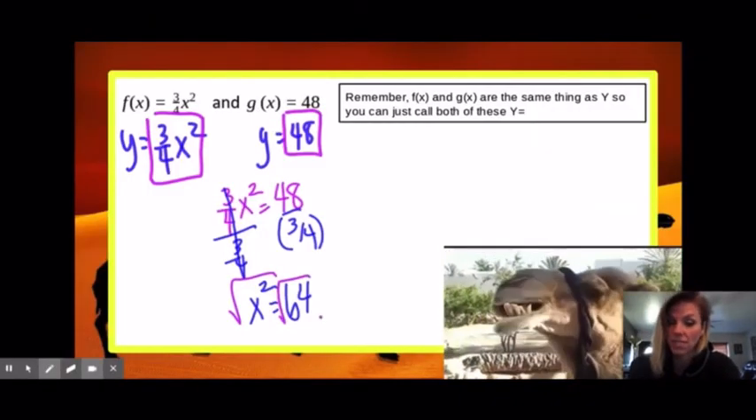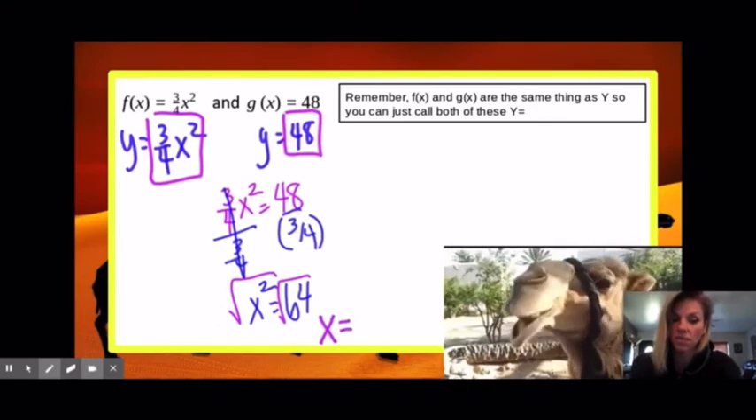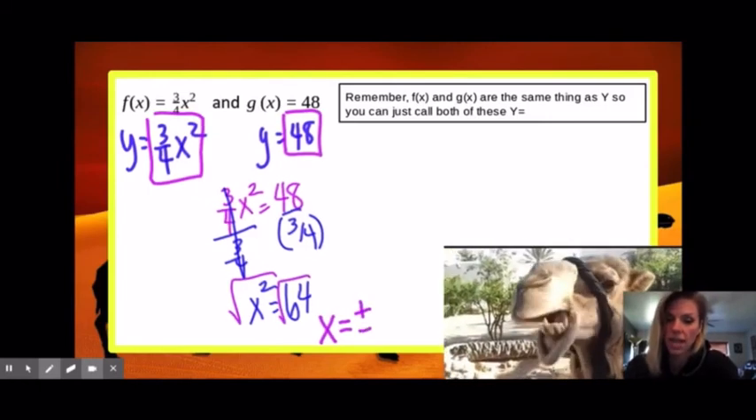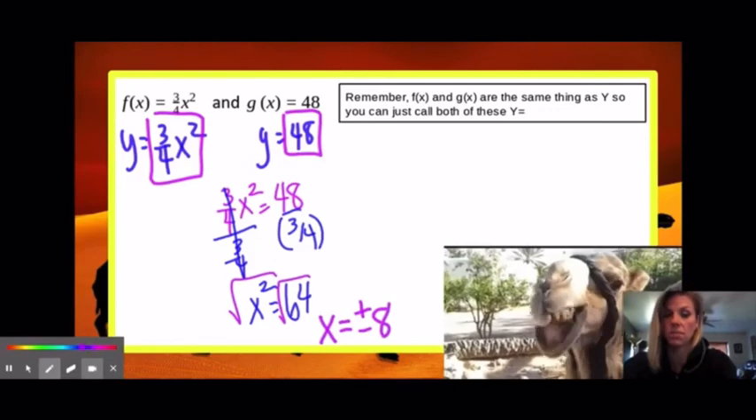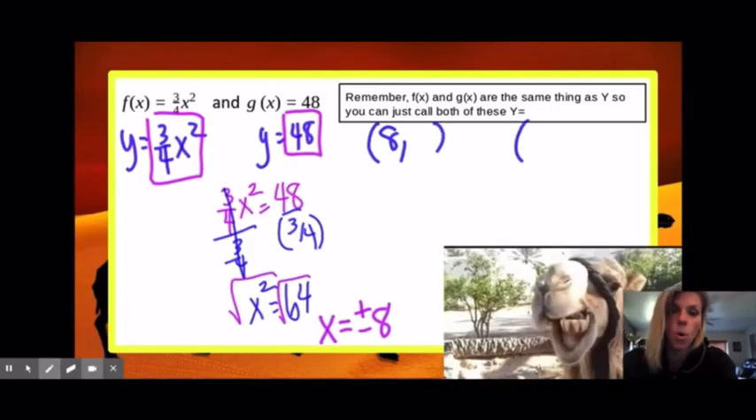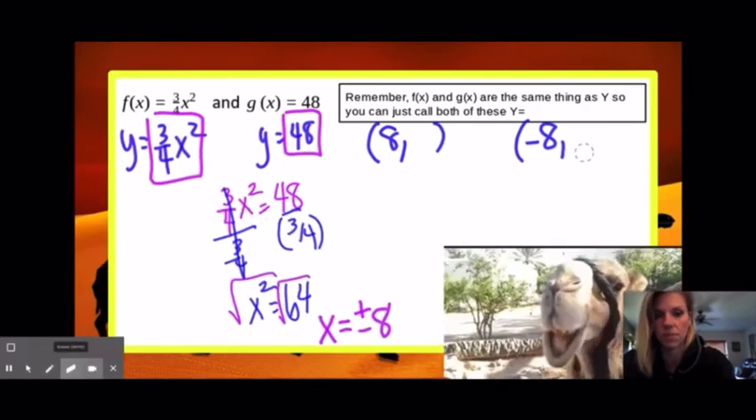A lot of you are going to say, it's 8. And you're halfway right, because if you square root something, if it has an answer, it should have 2 of them. The square root of 64 is positive and negative 8. So that means when you're solving this system, this has 2 solutions. One where the x value is positive 8, one where the x value is negative 8. Oops, not 0. I don't know why I wrote that.